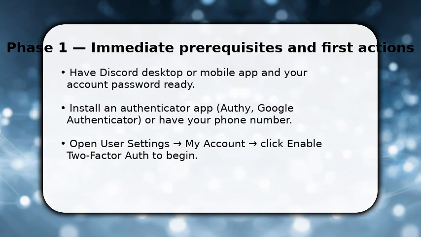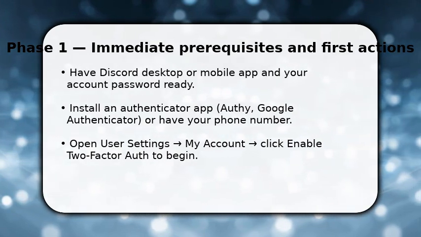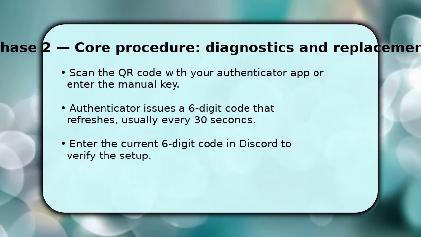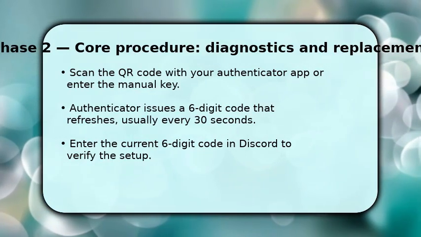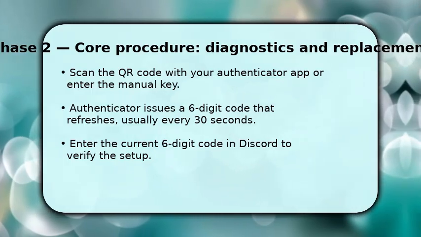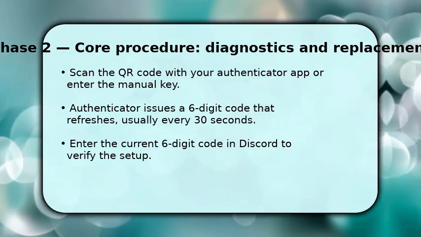Now link the authenticator. Open the app and scan the QR code shown in Discord, or choose manual entry and paste the provided key. The authenticator will create a time-based 6-digit code that changes periodically. That's how one-time verification works.